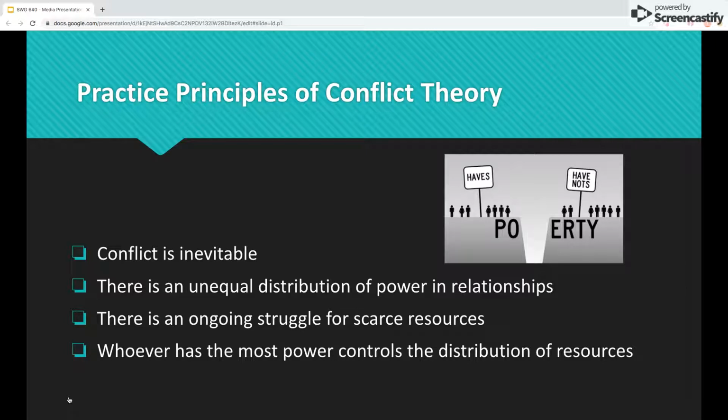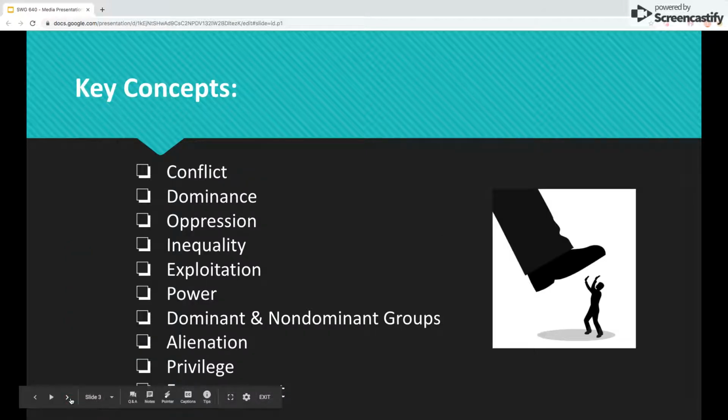Sociologist Max Weber, for example, alleged that different groups are affected on the basis of race, gender, sex, or any other element that makes them different. Minorities, people with disabilities, etc. Key concepts of conflict theory include conflict, dominance, oppression, inequality, exploitation, power, dominant and non-dominant groups, alienation, privilege, and empowerment.